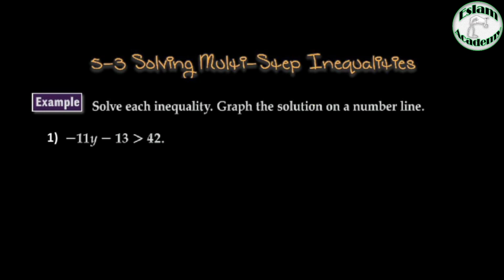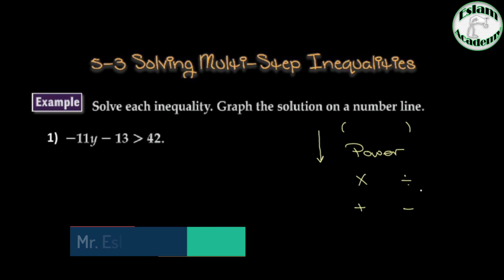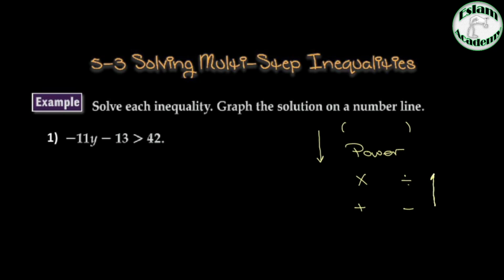In this tutorial, we'll learn how to solve multi-step inequalities. To solve a multi-step equation, we use the order of operations. So we start from the brackets and the power, then times or divide, plus or minus. If you want to solve the order of operations, we go from up to down. If you want to solve the equation, you move from down to up. It's the same as solving the inequality. But keep in mind, if you multiply or divide by a negative number, you will change the sign of the inequality.